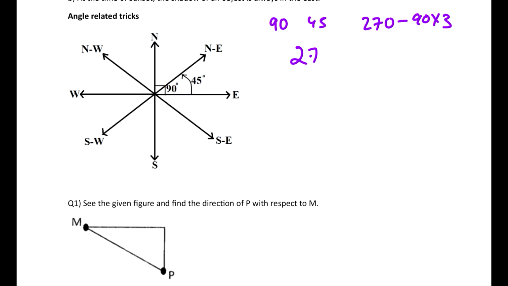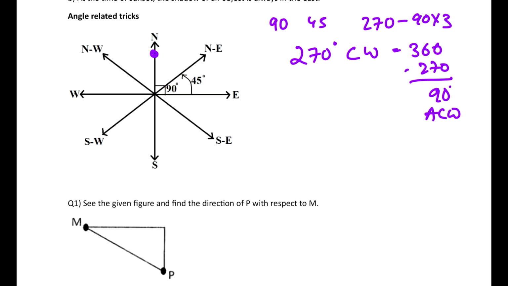A 270-degree clockwise turn is actually equal to 360 minus 270, that is a 90-degree anti-clockwise turn. How? For example, you are facing the north direction and you take a 270-degree clockwise turn. The first 90 degrees brings you to east, another 90 degrees brings you to south, and another 90 degrees brings you to the west. But the same west can be reached by going 90 degrees in the anti-clockwise direction, directly reaching here. So this is one small check which can help you get the answers faster.